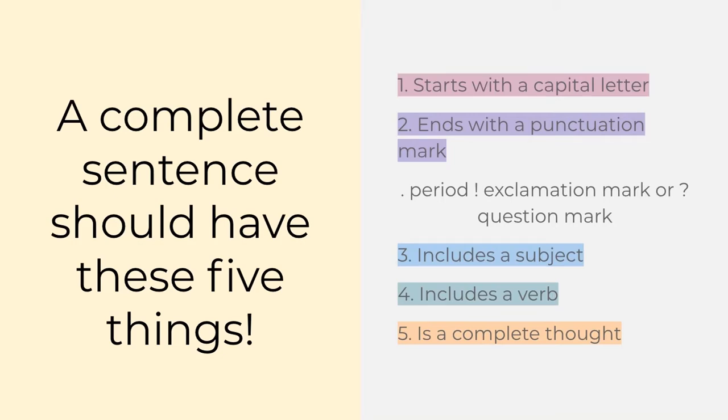A complete sentence should have these 5 things. I've highlighted them each with different colors so that when we go through and talk about them, you'll be able to figure out which one is which based on the color it is. So the first one, it should start with a capital letter. 2, it should end with a punctuation mark, so a period, an exclamation mark, or a question mark. 3, it includes a subject. 4, it includes a verb. 5, it is a complete thought.